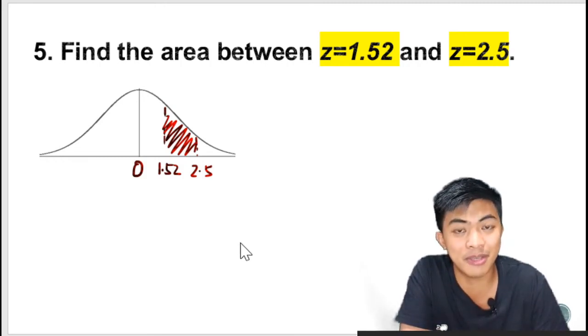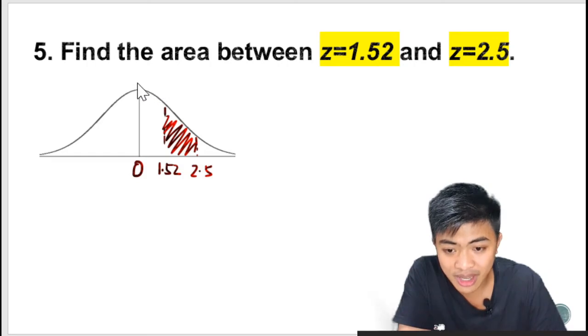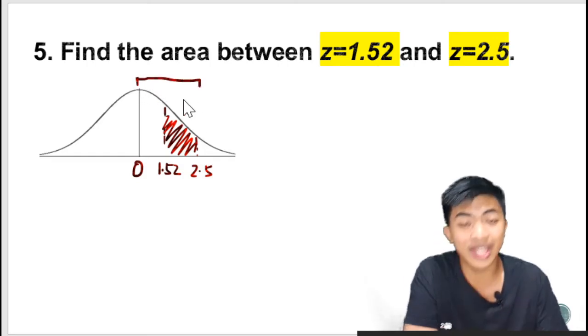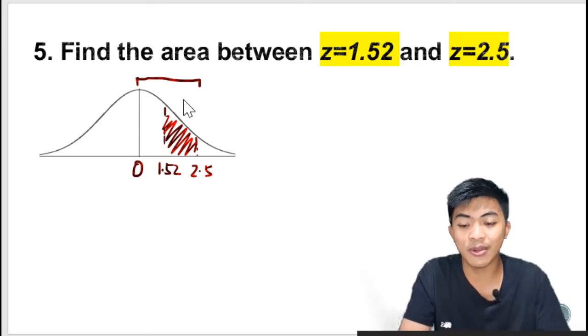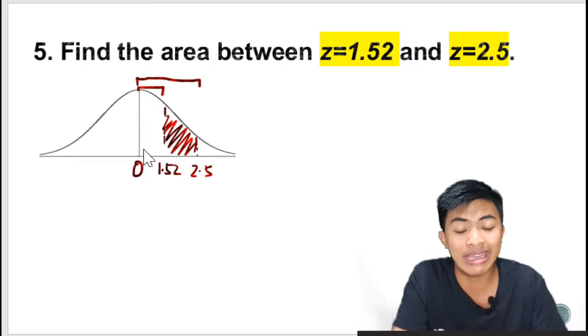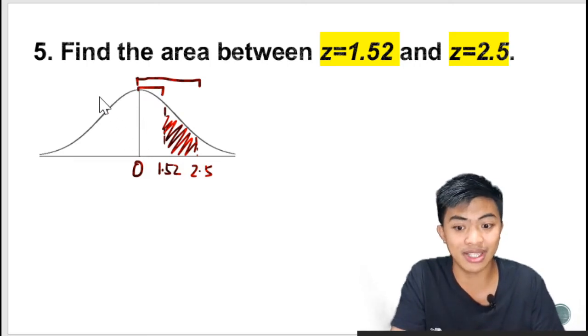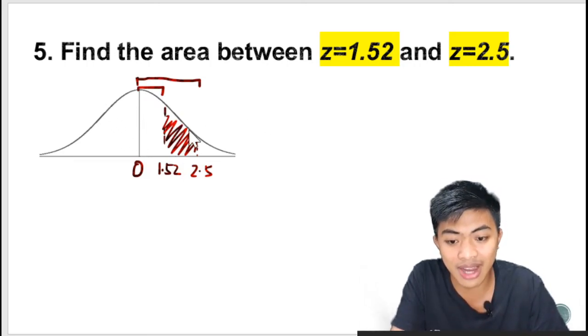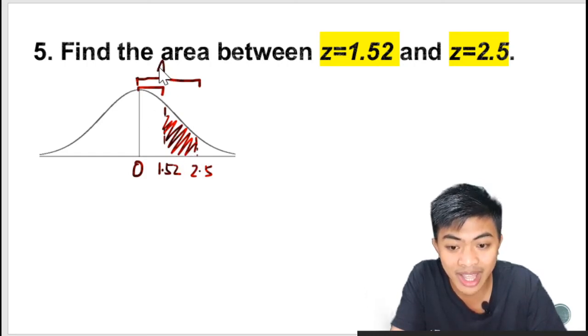Okay, so medyo iba siya sa mga naunang examples. For this, we just have to get the area from 0 to 2.5. So that is the bigger area. And then we have to get the area from 0 to 1.52. And then after that, we're going to subtract, para makuha natin yung area nito. Okay, so let's name the bigger area area 1. And this one, the area from 0 to 1.52, area 2.